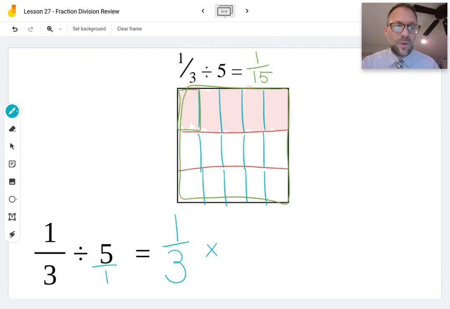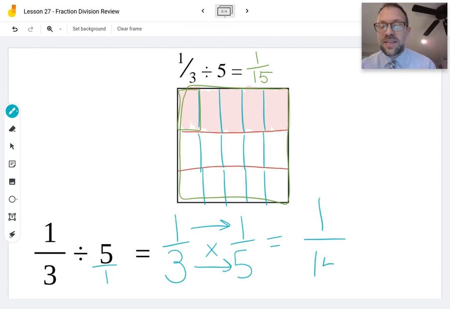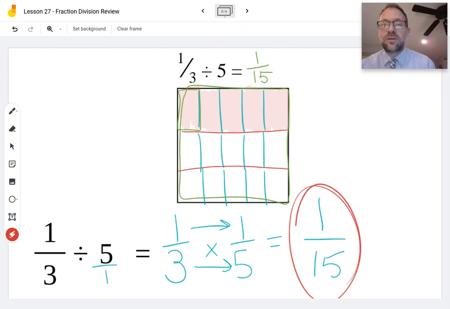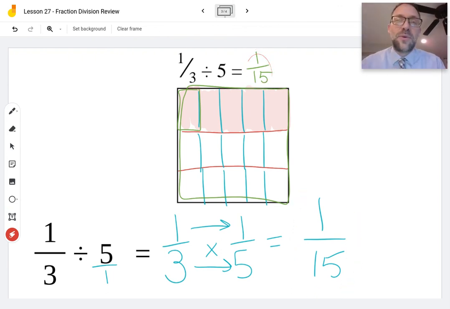So if we look at it this way, we can then clearly see that if we were going to take that 5 ones and flip it upside down, we're going to get 1 over 5, or 1/5. And we've learned how to multiply two fractions, right? We have 1 times 1 is 1, and 3 times 5 is 15. And now we can see that whether we use the procedure or we use the area model, we come up with the same quotient. That's all we've learned in the last 2 weeks.